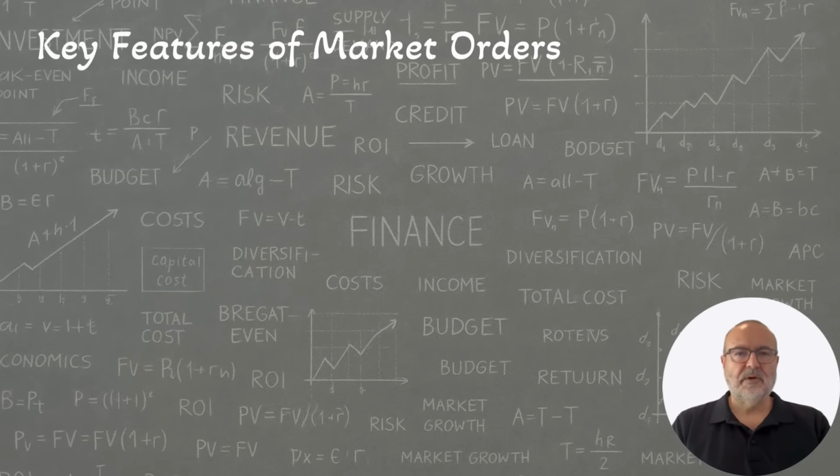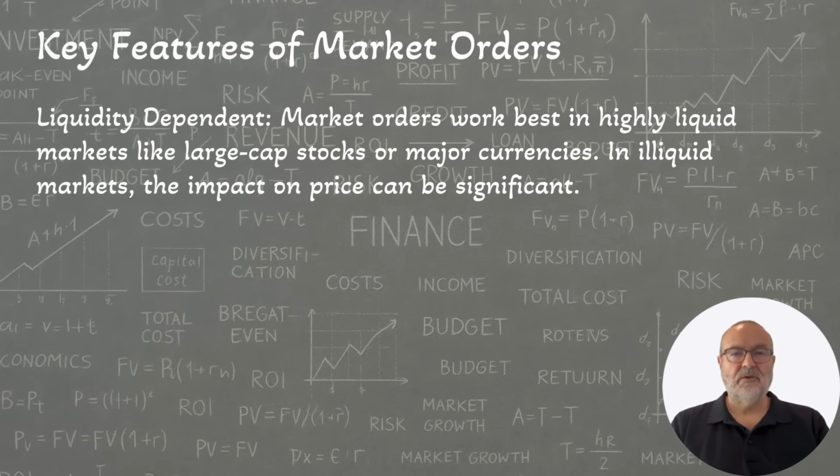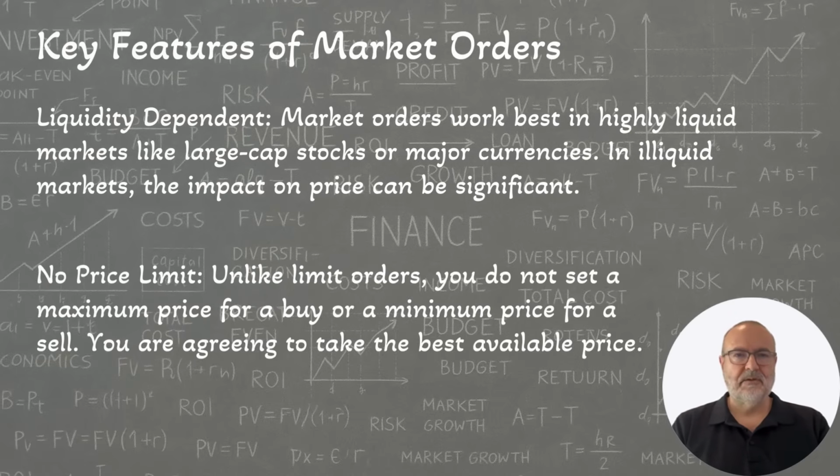Third, liquidity dependent. Market orders work best in highly liquid markets like large cap stocks or major currencies. In illiquid markets, the impact on price can be significant. Fourth, no price limit. Unlike limit orders, you do not set a maximum price for a buy or a minimum price for a sell. You are agreeing to take the best available price.